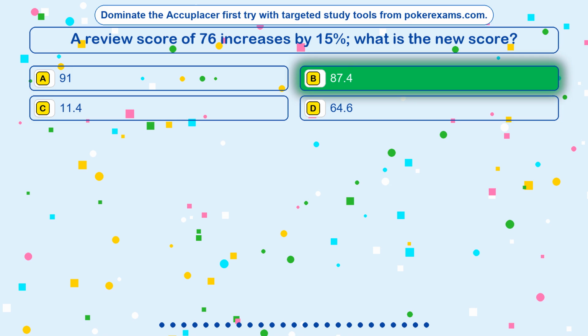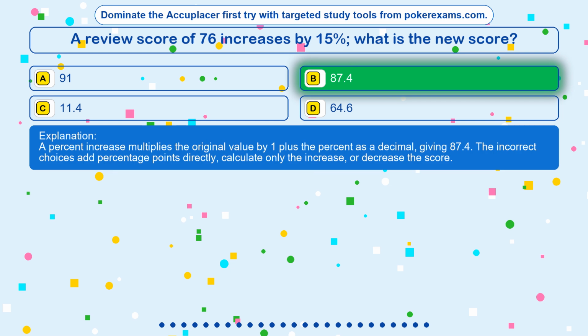The correct answer is option B, 87.4. A percent increase multiplies the original value by 1 plus the percent as a decimal, giving 87.4. The incorrect choices add percentage points directly, calculate only the increase, or decrease the score.